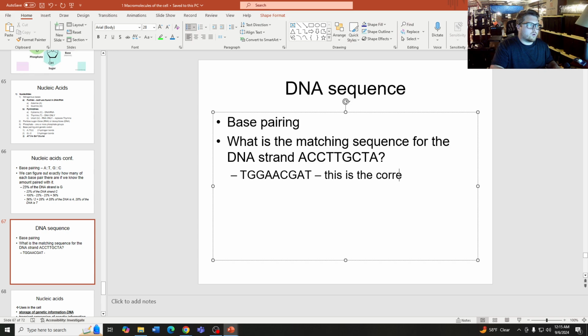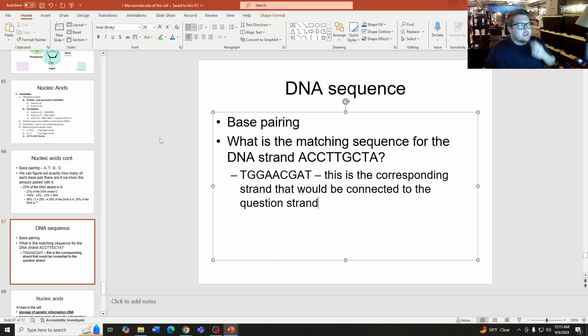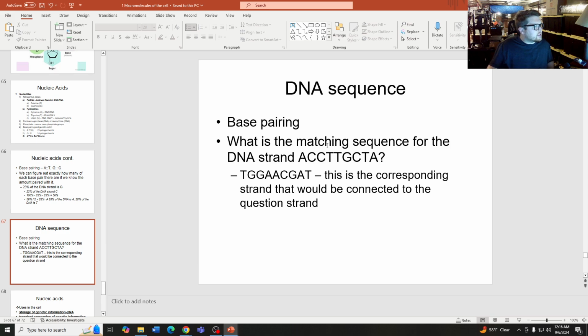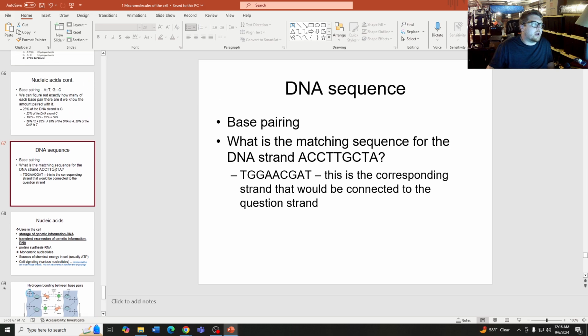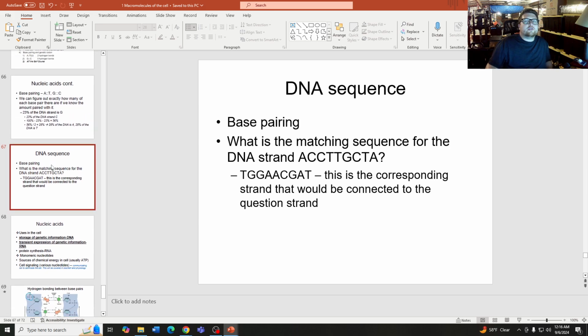This is the corresponding strand that would be connected to the question strand. So see, we look and we compare the two. Later on in the future, you will get questions similar to this. You will also get questions comparing it, going from DNA to RNA, so replacing all of the T's with U's instead.